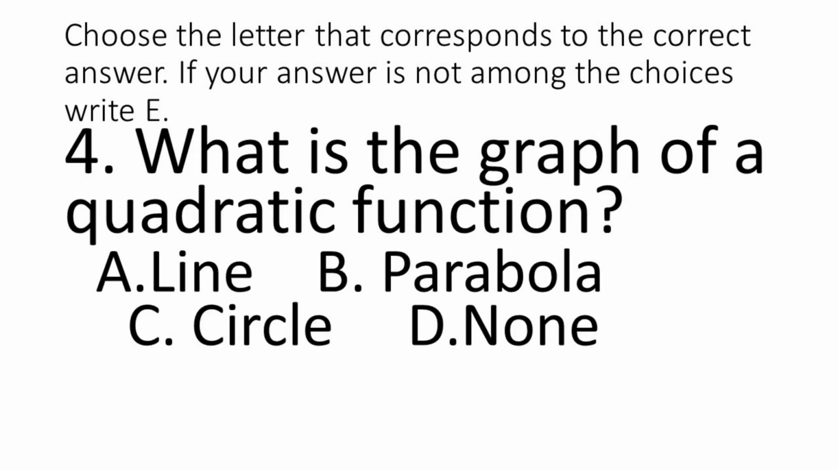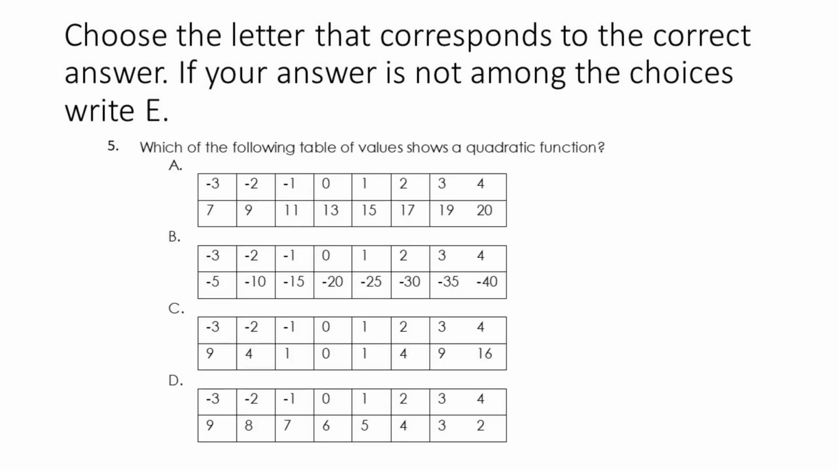Number 4. What is the graph of a quadratic function? A. Line. B. Parabola. C. Circle. And D. None. Number 5. Which of the following tables of values shows a quadratic function? Check your work on the next video.